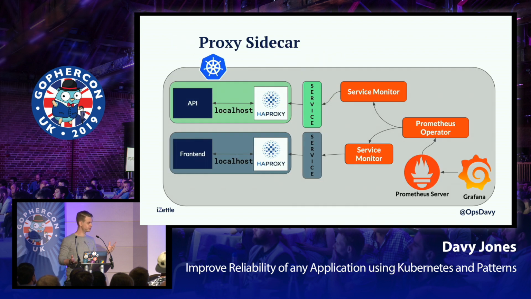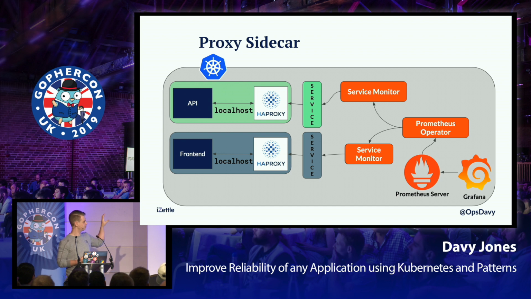So first things first, sidecar. We're going to use a proxy sidecar. We're going to use HAProxy to do that. The reason is because it's off the shelf. Version 2 exposes metrics in the Prometheus format, so we can scrape that. And it's pretty battle tested.